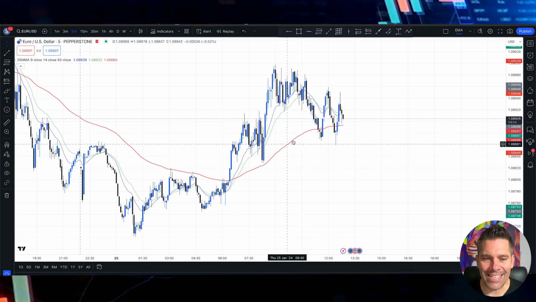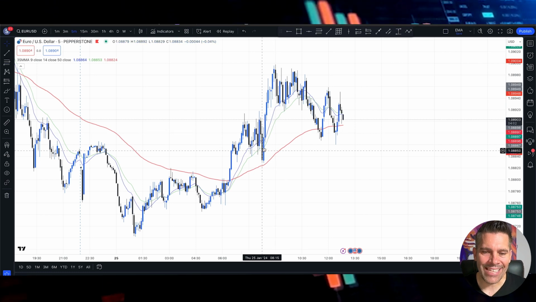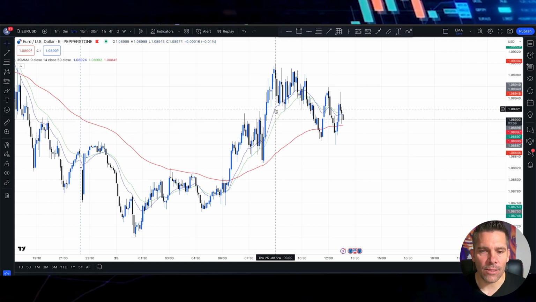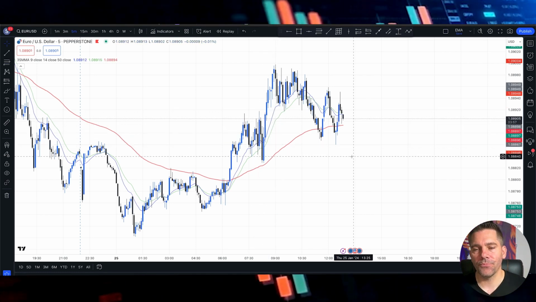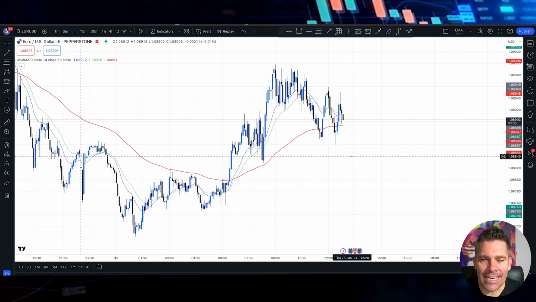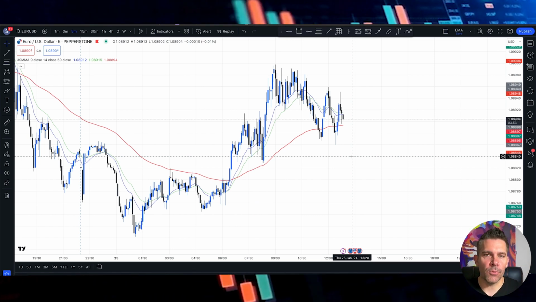This one over here is the 50. The green is the 14. And then the blue is the 9. Okay. Right, so that's the indicator. I told you, very simple, one indicator.